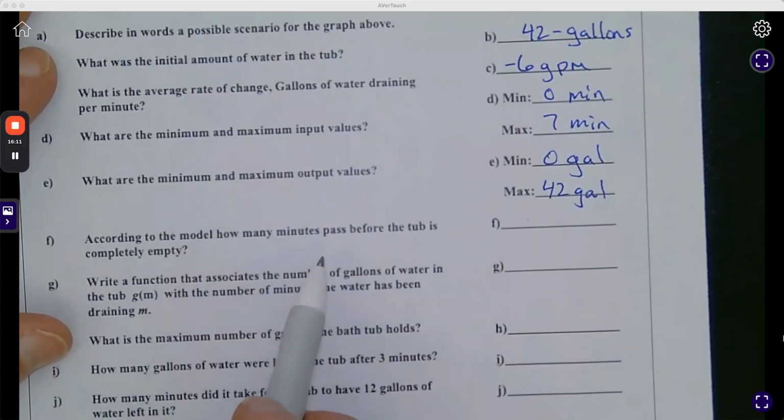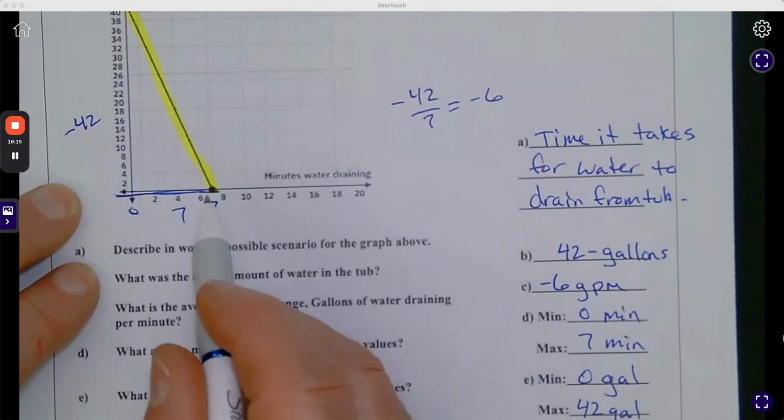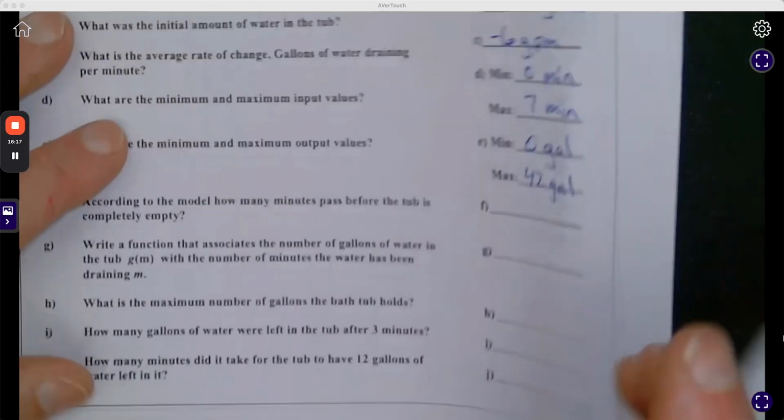According to the model, how many minutes pass before the tub is completely empty? Well, it empties right there. So 7 minutes.